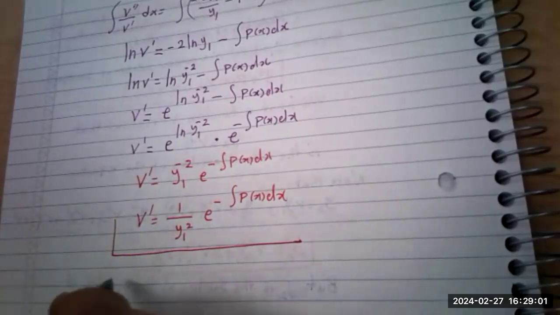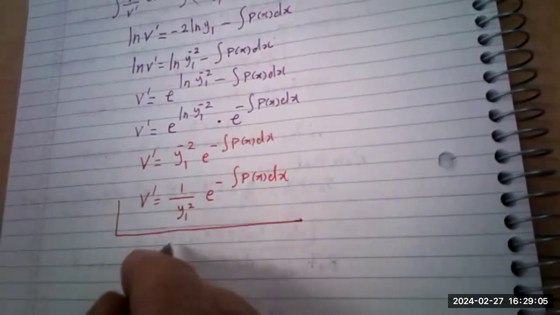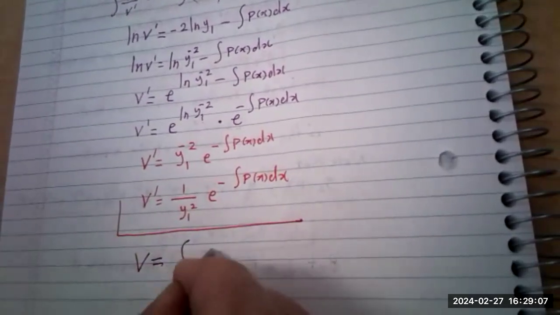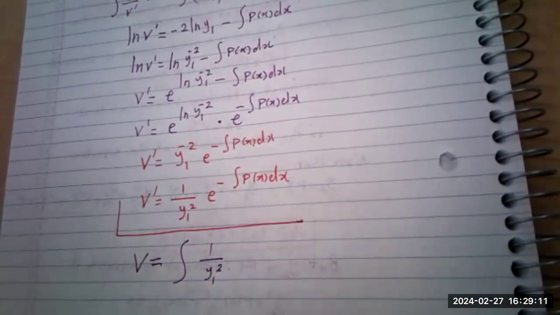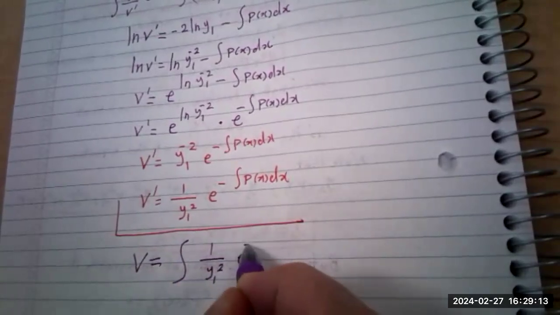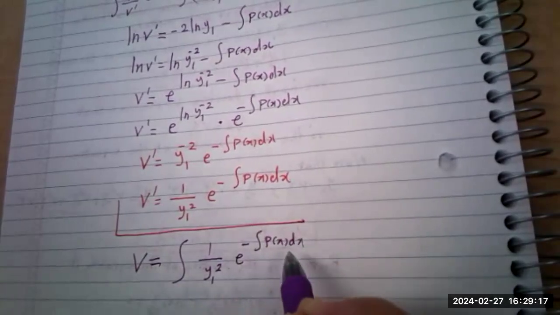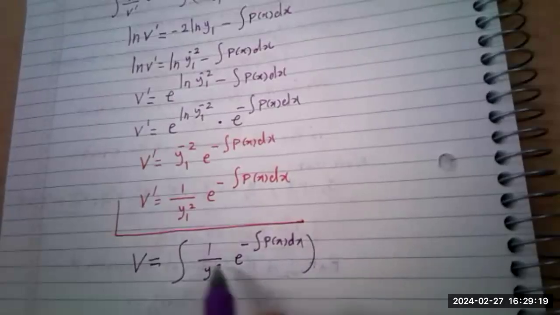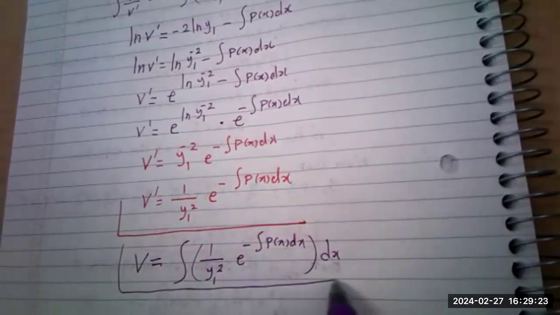That gives me the formula. It's going to be v. Make sure you write it down correctly. V equal to the integral of 1 over y1 squared, times e to the negative integral of px dx, then everything dx. That's it.